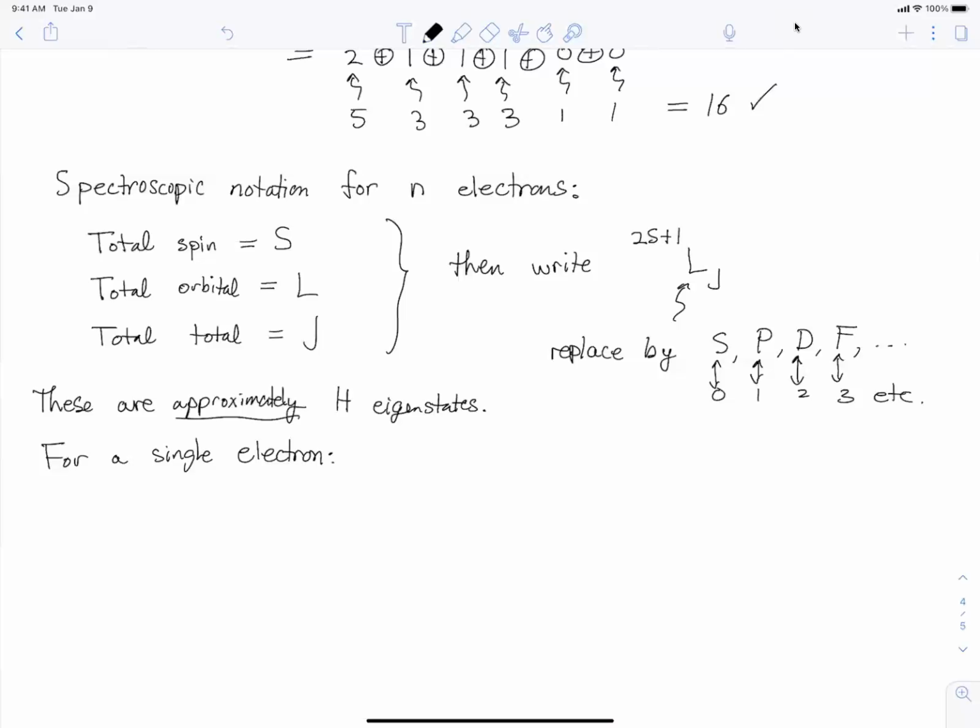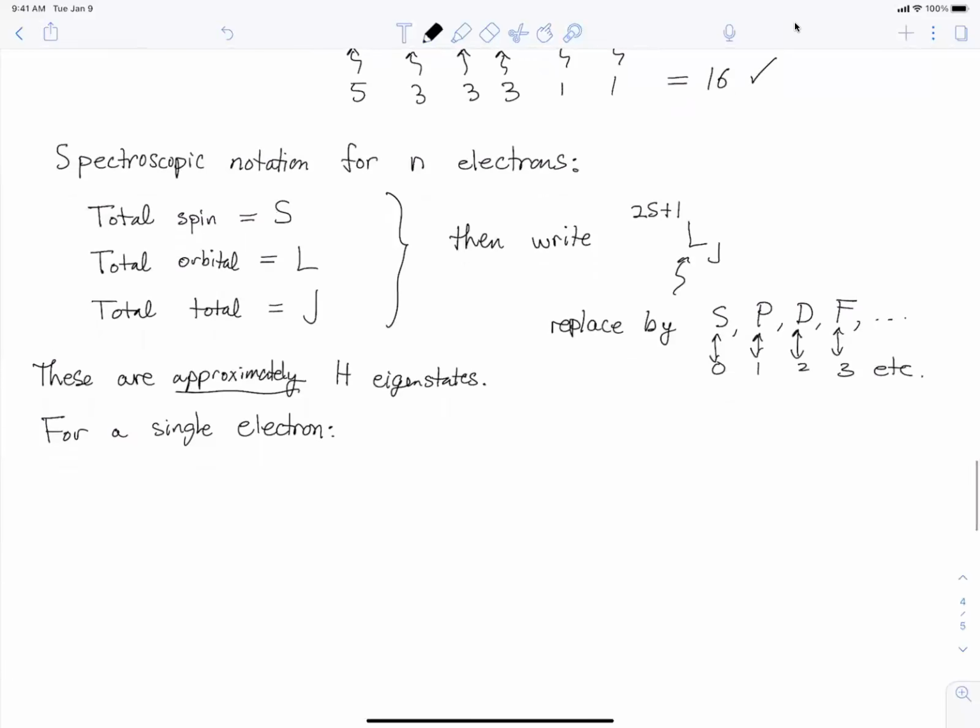So that works for sort of smaller atoms. When you get to atoms that have a large number of electrons, then this starts to work less and less well. And then it turns out you have to do something else called JJ coupling, but we won't talk about that today.